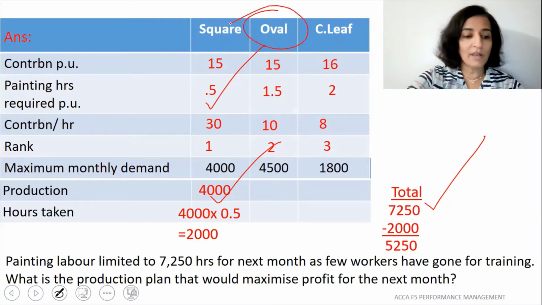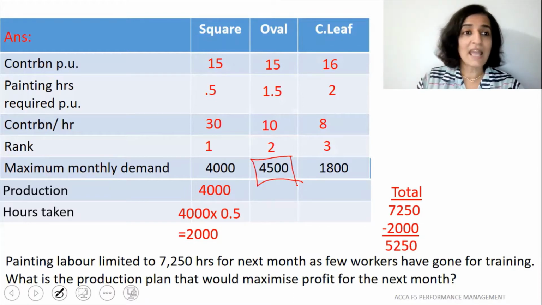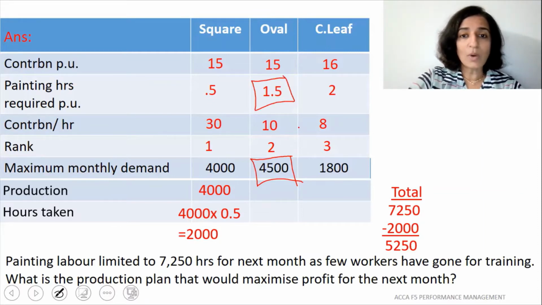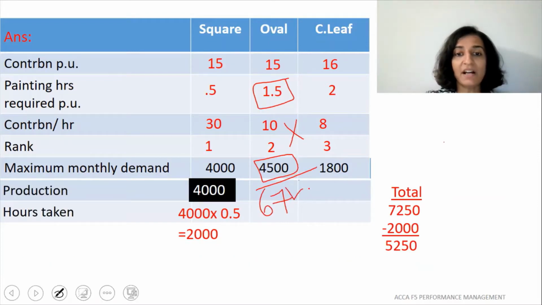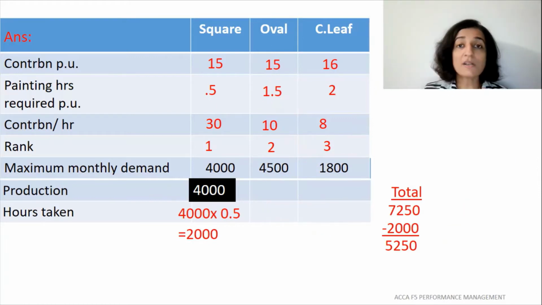Next, we will produce oval. So oval maximum we need to produce only 4,500 units, and each unit takes 1.5 hours. Hours totally required is 1.5 into 4,500 or 6,750 hours are required for producing the entire quantity of 4,500 units of oval. But do we have that much painting time? No. We have just 5,250 hours. So we will write the balance hours, that is 5,250 hours, in our table.